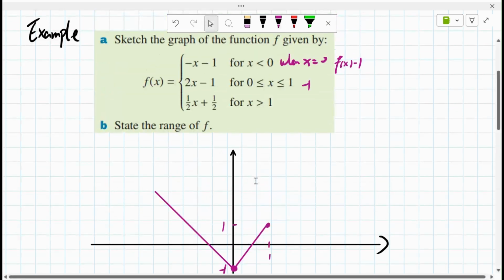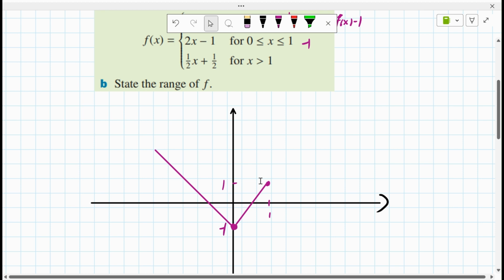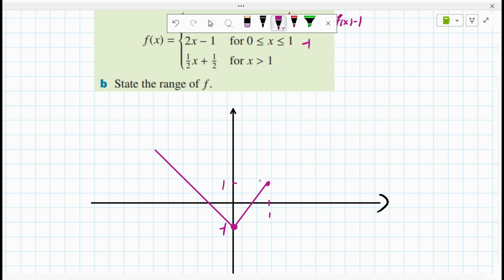And then after that, x/2 plus 1/2 for x greater than 1. When x equals 1, again that's still a full circle, so we don't have to change anything. To draw the other part of the function, you can choose any point, for example when x equals 2, that equals 1.5. There you go. And then the range for the piecewise-defined function is from negative 1 to positive infinity. Those are the y values.